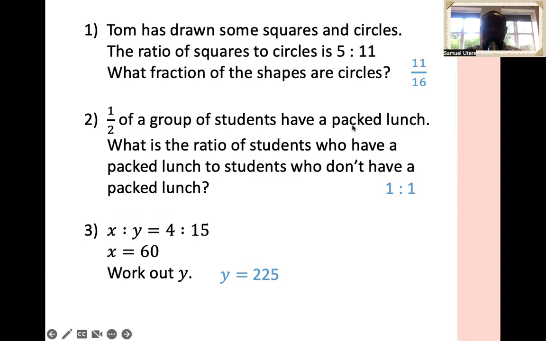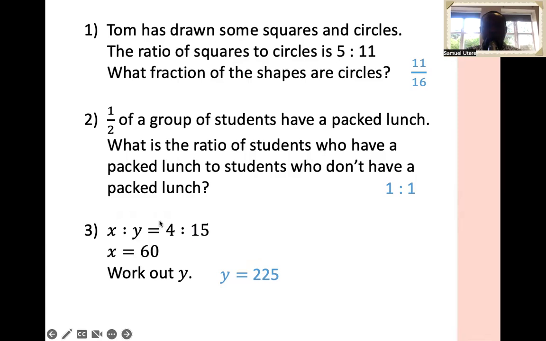Question 2. Half a group of students have a packed lunch. What is the ratio of students who have a packed lunch to students who don't have a packed lunch? Notice that if half of the students have packed lunch, half did not have packed lunch. When you have equal amounts in a ratio, remember ratio compares one part to another part. So it is actually 1:1 because they are of equal quantity.